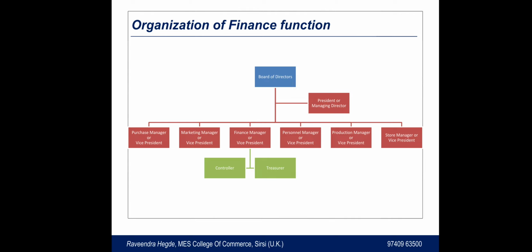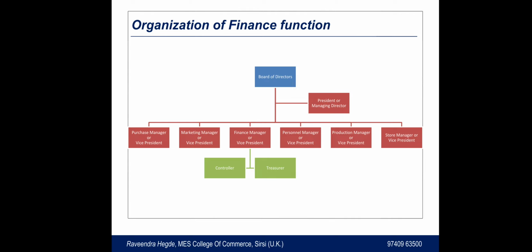The treasurer and controller, what we can see in the bottom line, are working under the supervision of finance manager or vice president at the bottom level. The finance manager or chief finance officer, as may be called, has both line and staff responsibilities. In many cases, a finance committee is set up by the top level management consisting of members of the board of directors. The finance manager is also included as one of the members of finance committee.